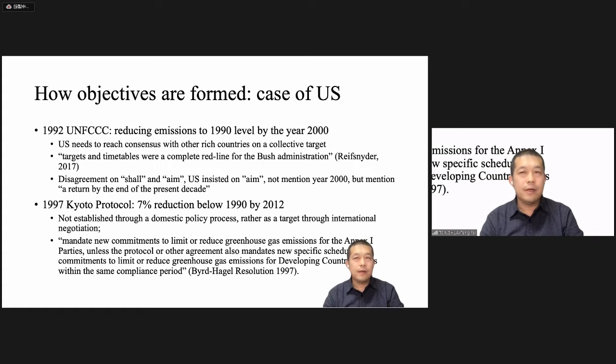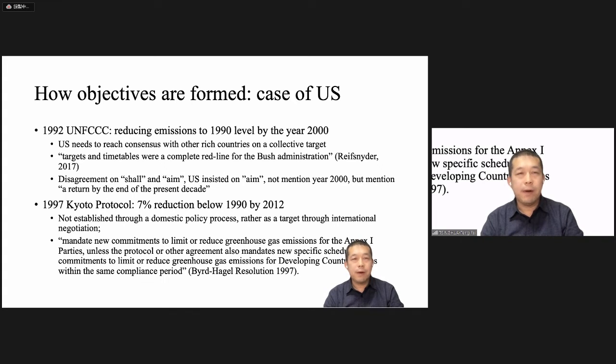But when the negotiation team brought that target back to the United States, there was trouble, because the House and the Congress didn't want to recognize it. The reason is they believed that the United States took an unfair target without the same target from developing countries such as China and India.